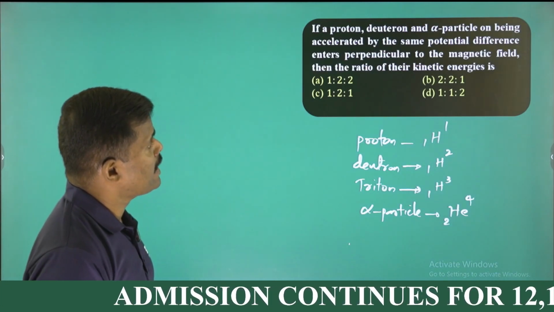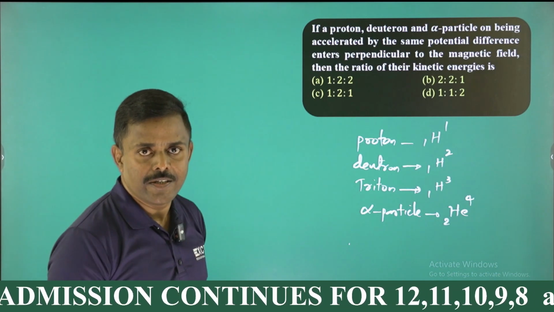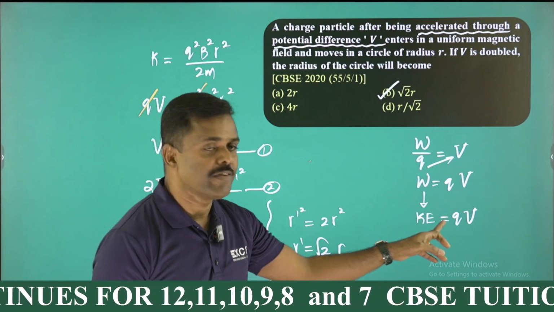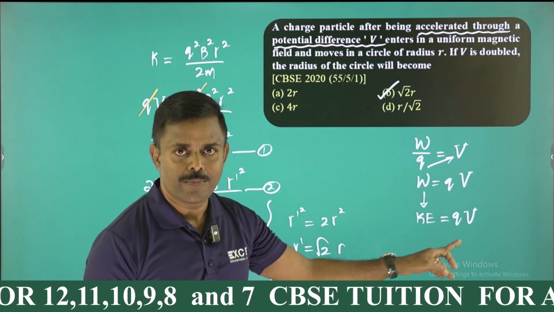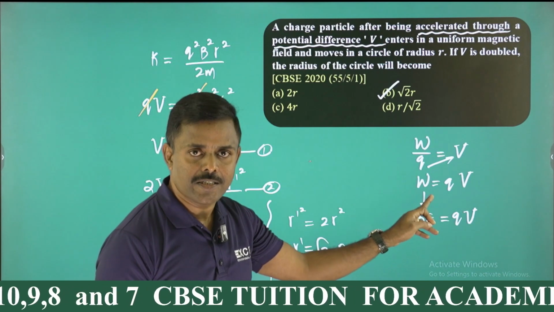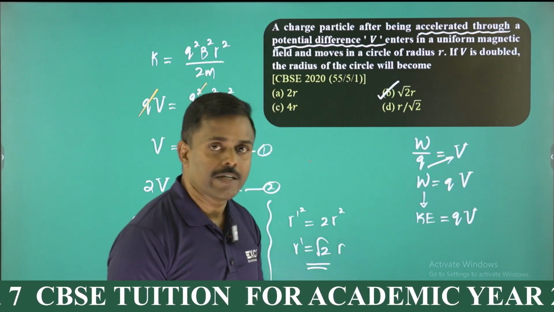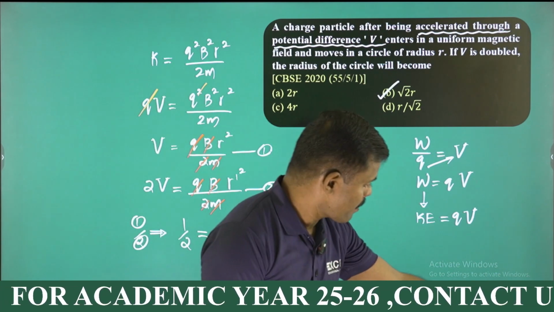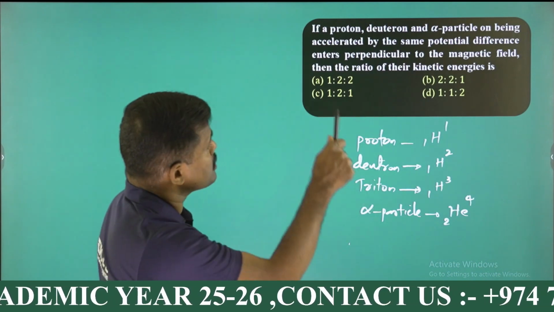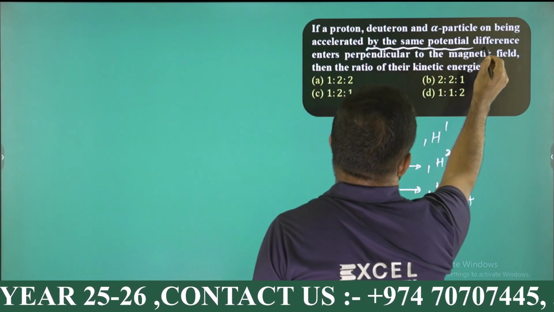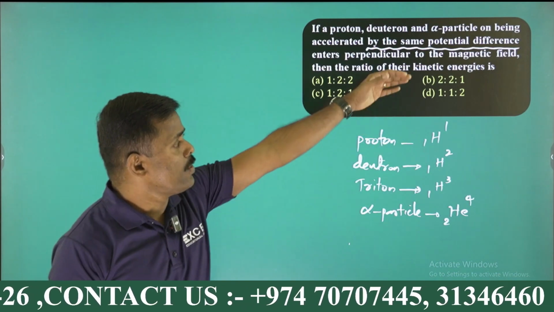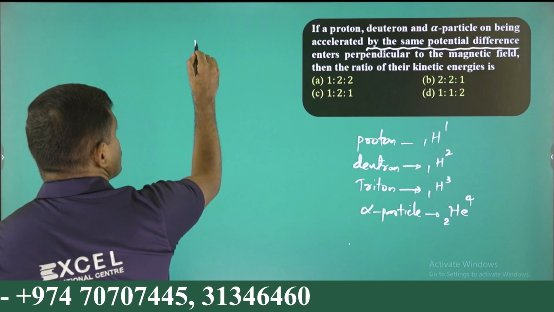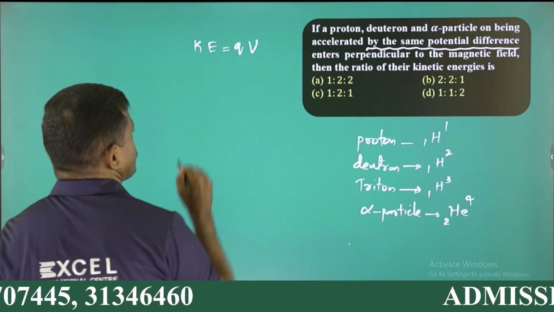Proton, deuteron, alpha. They are coming out of the same potential, right? When someone comes out of a potential, I told you, hope you remember this, kinetic energy is given by QV. Because work done per charge is potential difference, cross multiply: work done is Q into potential difference. Work done is the same as kinetic energy, right? So QV. This question is also accelerated by the same potential difference. Whenever some particle comes out of a potential, kinetic energy is Q times V, right?